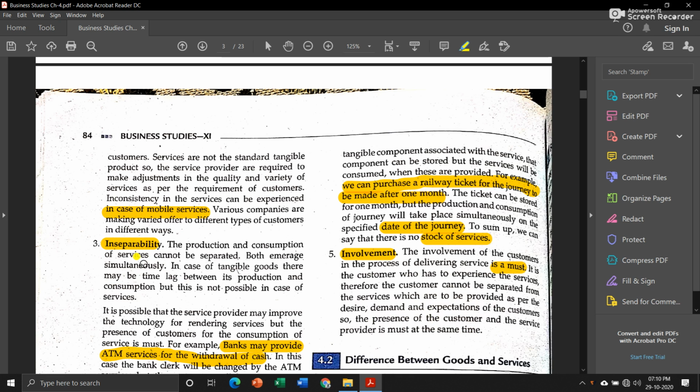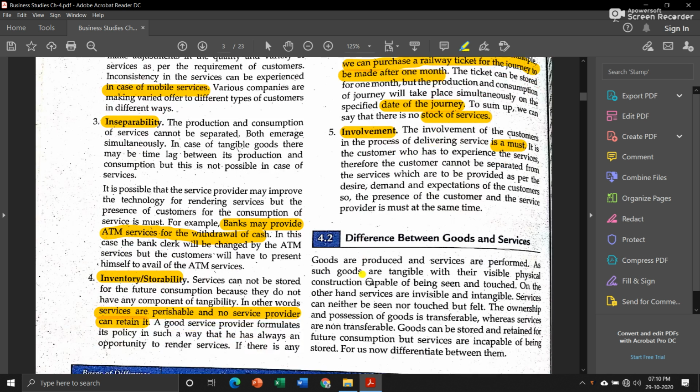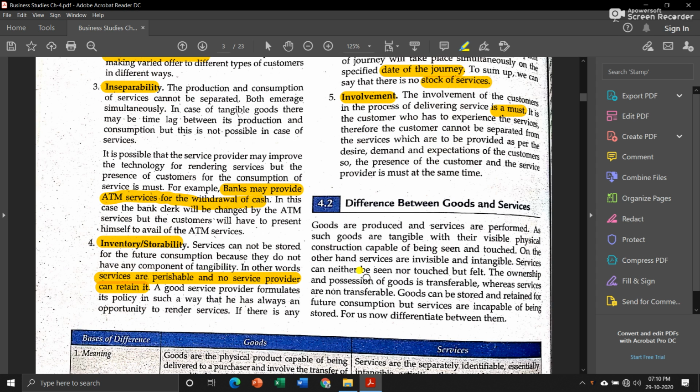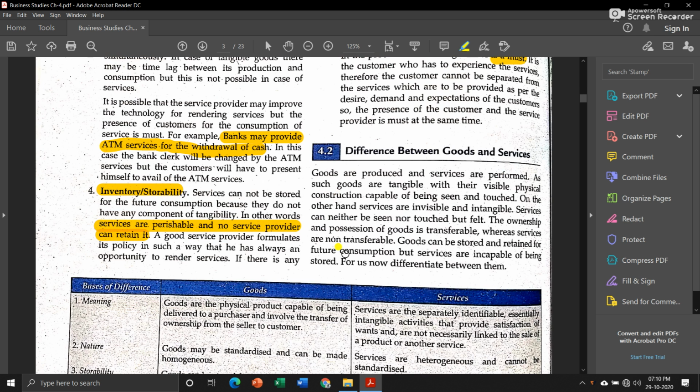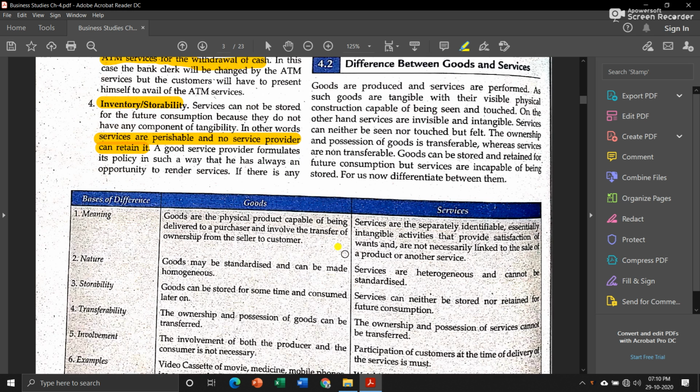In this case of inseparability, we saw that production and consumption cannot be separated. In a similar manner, the service provider and the customer cannot be separated from each other. Now, what is the difference between goods and services? Goods are produced while services are performed. Now we will better understand with the help of this table.